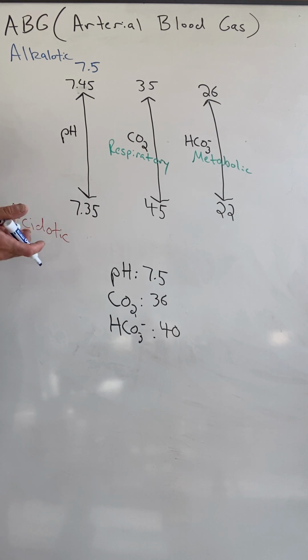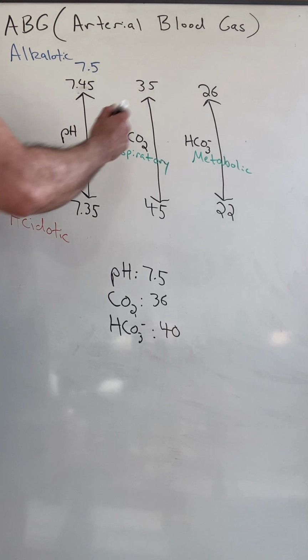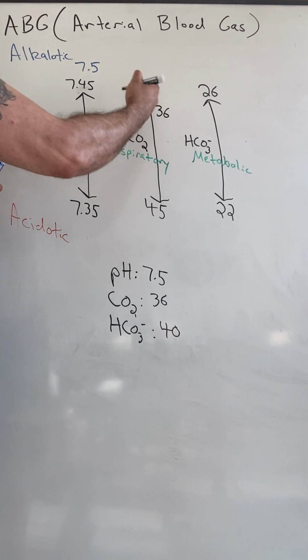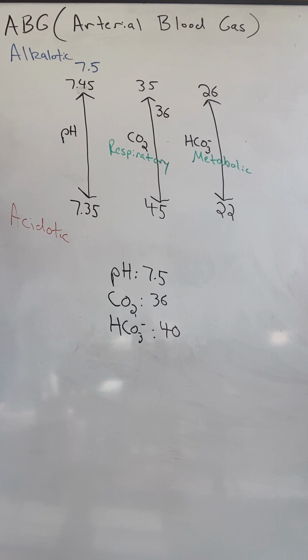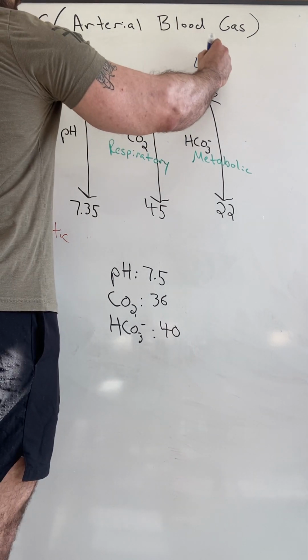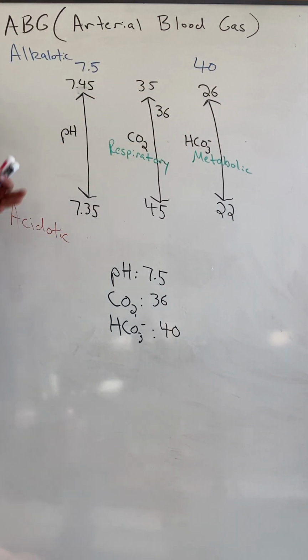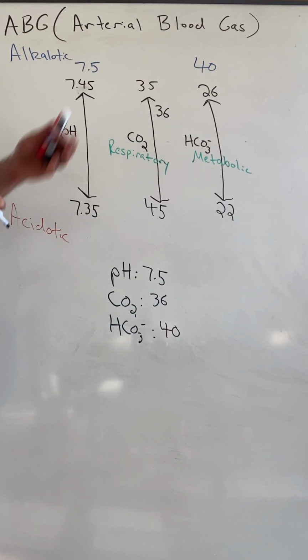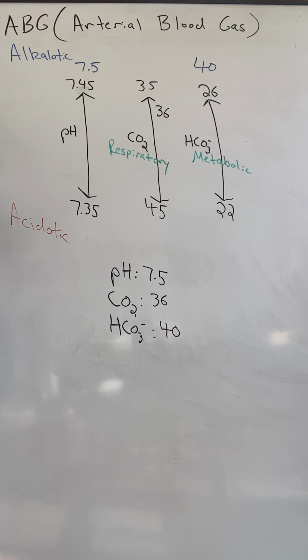The pH dictates whether we have an acidosis, an alkalosis, or it's normal. CO2 of 36, where's that going to go? Right here. It falls within the range, so it's normal. And then our bicarb is 40, so that's going to be way up here. And remember, it doesn't necessarily matter how far out of range the CO2 and bicarb are. That isn't as important. Just that they're out of range and in which direction.